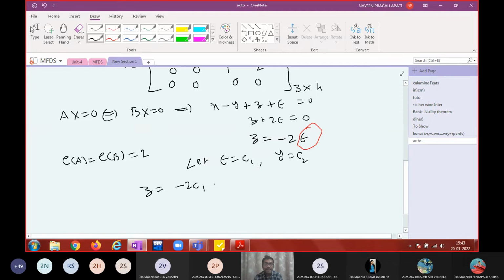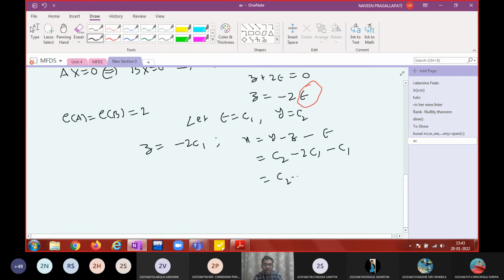minus 2c1. And x equal to what? y minus z minus t. What is y? I'm considering y as c2. What is z? z is nothing but minus 2c1. What is t? t is nothing but c1. So this is nothing but c2 minus 3c1. Now you got all the things. Therefore x, y, z, t is nothing but, I'll write in the next slide.